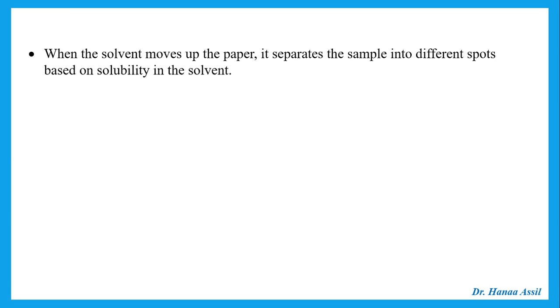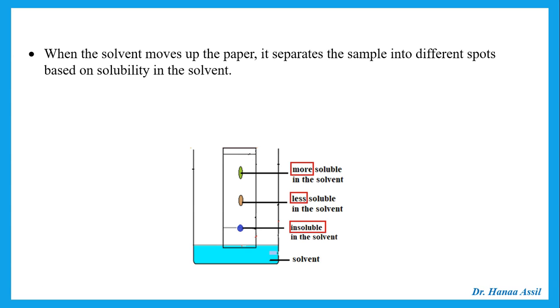Now, when the solvent moves up the paper, we said it separates the sample into different spots. Why do they separate? So if I put a sample on my baseline and then I found that one spot, which is green in this case, went up very high, another spot did not go up that high, and another spot did not move up at all. Now, what is the difference between them?